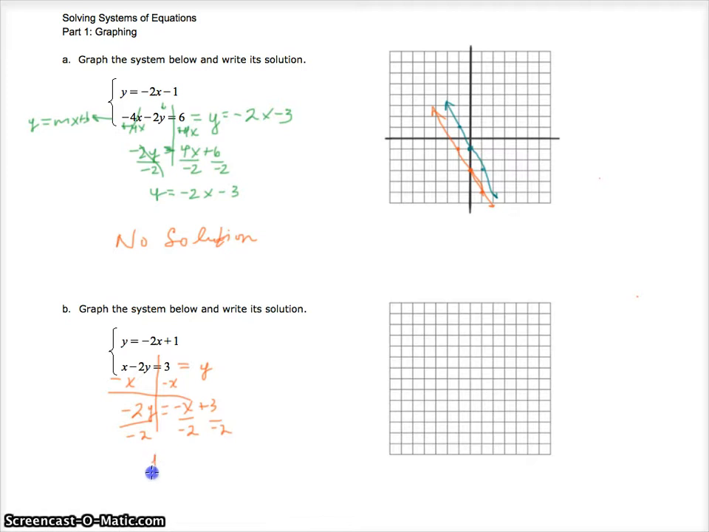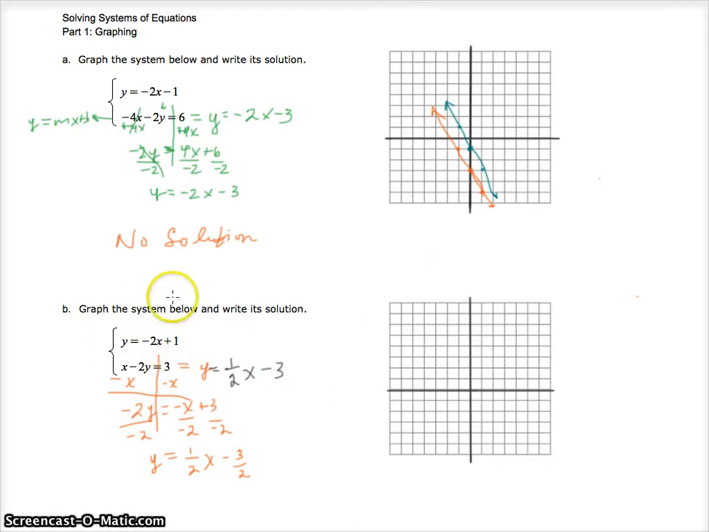So I get y equals 1 half x. 1 divided by 2 is 1 half. The negatives cancel out. And then that's minus 3 halves, which is 1.5. So now we can graph it. This equation is y equals 1 half x minus 3 halves. Now we can graph both equations and find the solution.